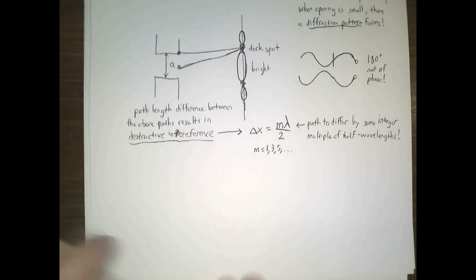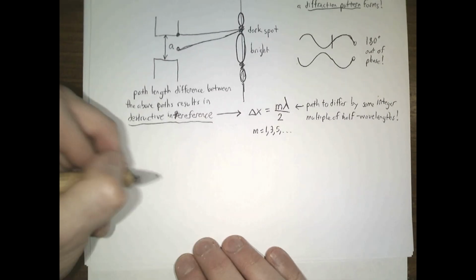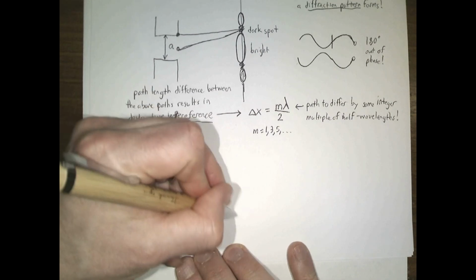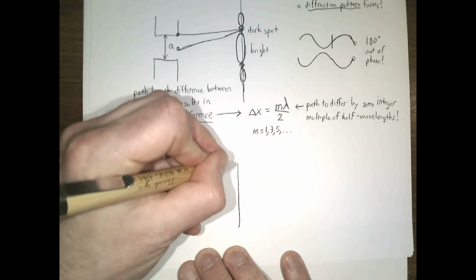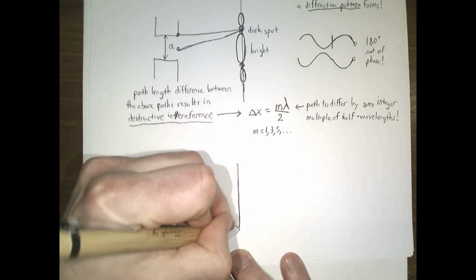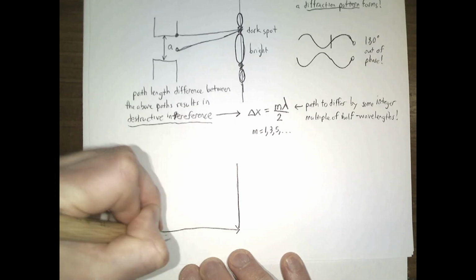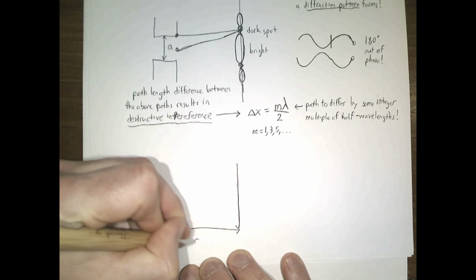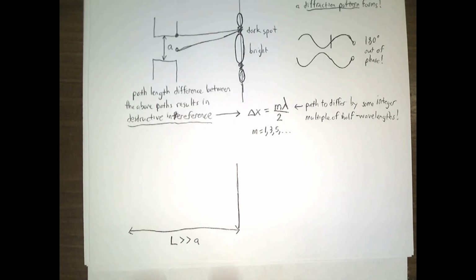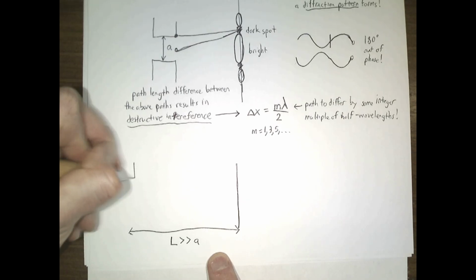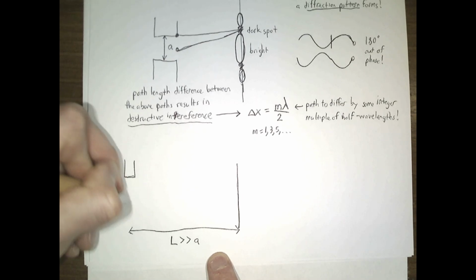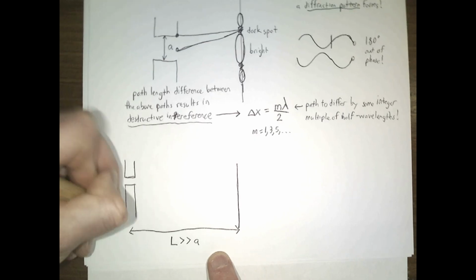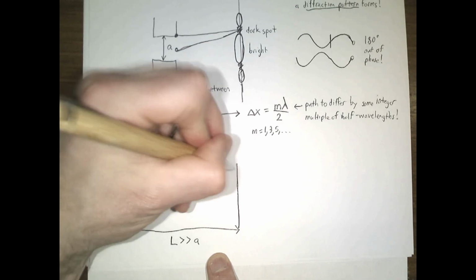So when does this happen? We can look at the limit where this screen we're projecting the pattern on is really, really, really far away compared to the size of our slit. So this is like a tabletop experiment, half a meter long, normal everyday distances, whereas our slit is something like, again, 10 to the minus 5 meters. a is very, very tiny.